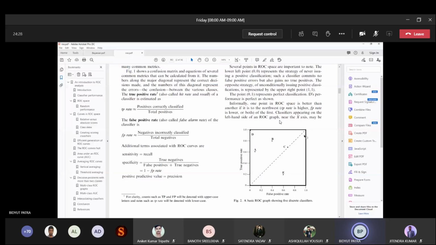A random classifier is like tossing a fair coin. That line indicates that if any point is above it, it is better than a random classifier, and if it is below it, it is worse than the random classifier. So whenever you develop a new classification algorithm, you need to compare at least with the random classifier. If your classifier accuracy is below 50%, no one is going to use that classifier.